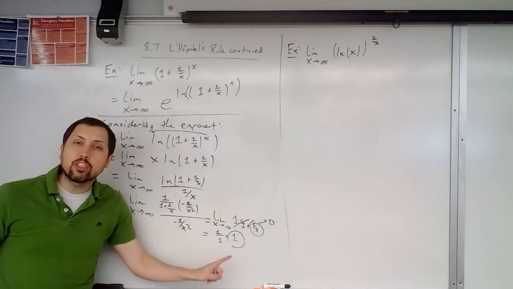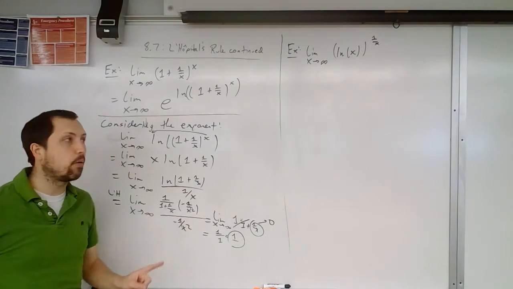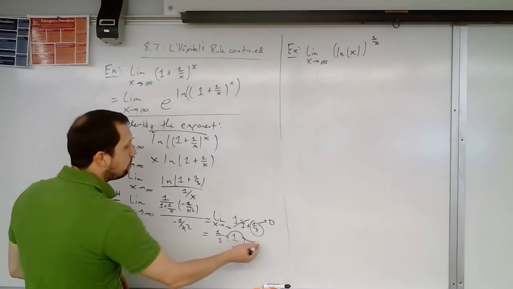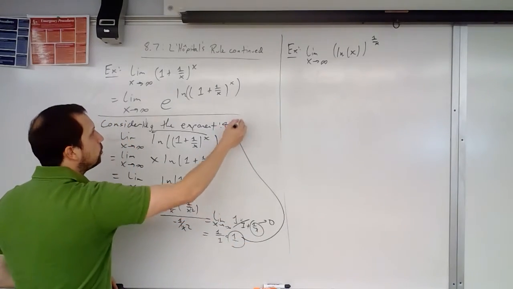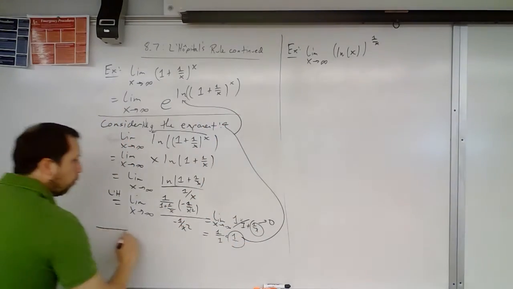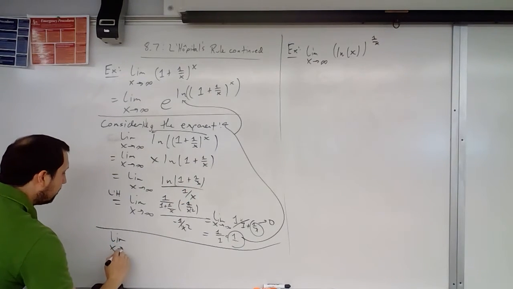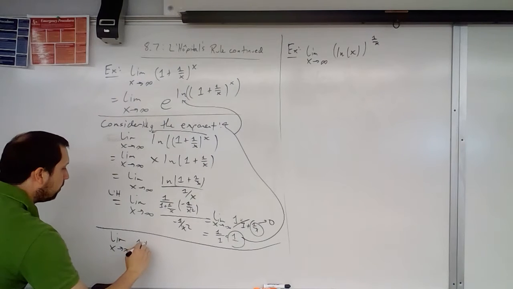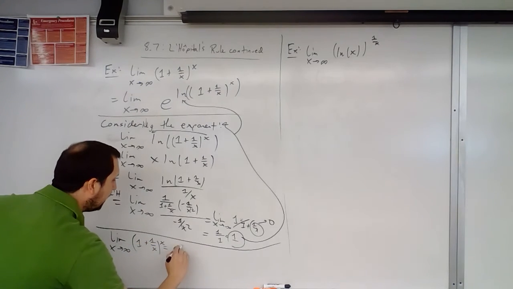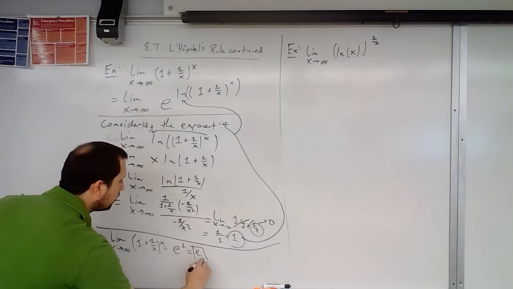But that was just the exponent. That is not our limit. Limit is not 1. Remember, this is just the exponent. So this goes back on top of e. So what that tells us then is that the limit as x tends to infinity of 1 plus 1 divided by x raised to the x is equal to e to the first, or in other words, just simply e.